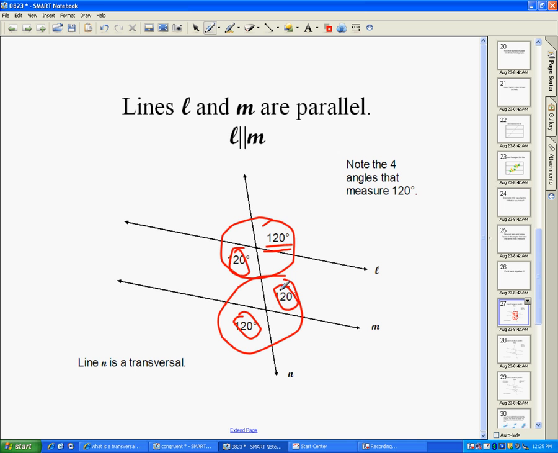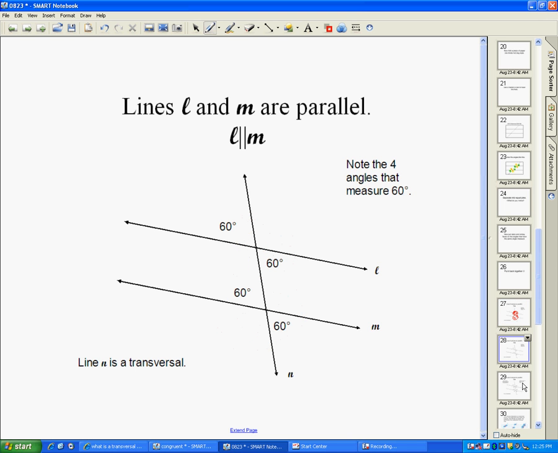In this particular example, if these are each equal to 120 degrees, that means that each of these must be equal to 60 degrees because of supplementary angles. So if this is 60, then this one is 60, this one is 60, and this one. They're all 60 degrees. Those 4 are 60 degrees. And here it is, just nicer print than my handwriting.